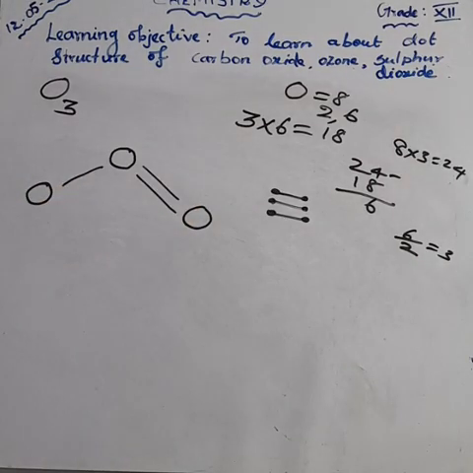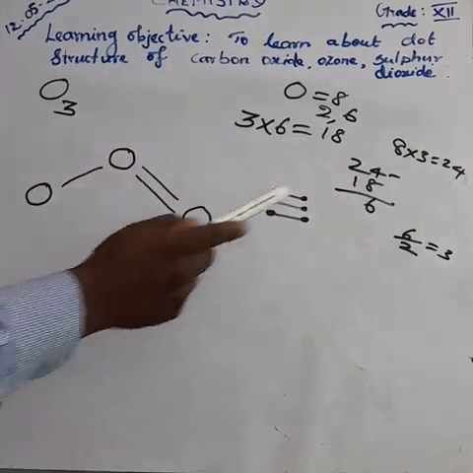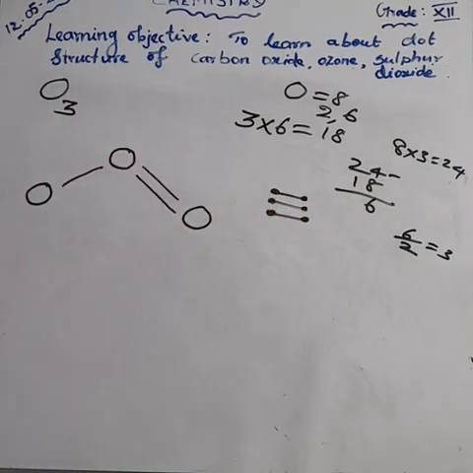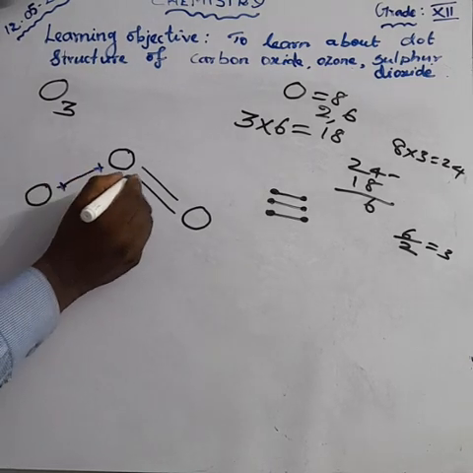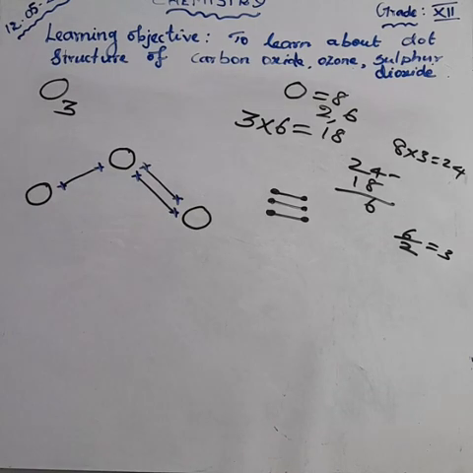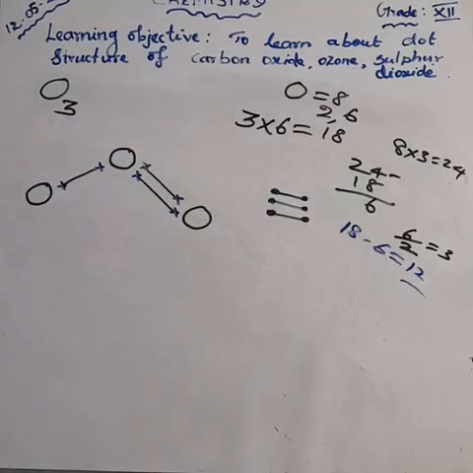So the available electrons for ozone is how many? 18 electrons. Of these 18 electrons, 6 are over: 1, 2, 3, 4, 5, 6 over. Am I right? Remaining how many electrons? 18 minus 6 is equal to 12 electrons remaining. We can accommodate these 12 electrons.